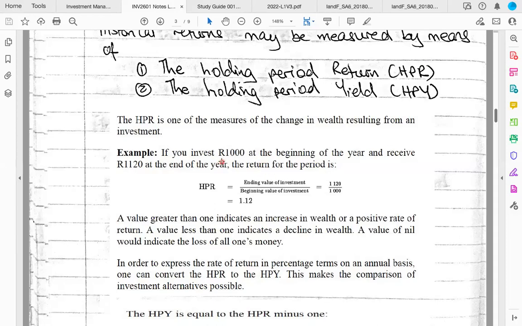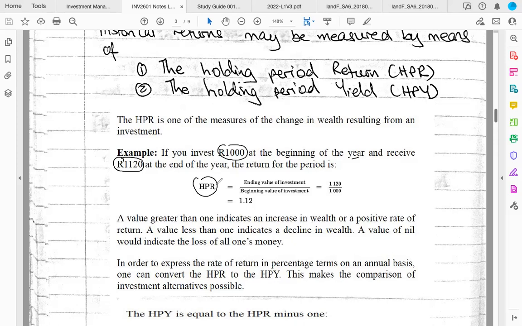So let's look at an example of how to calculate the holding period yield. Let's assume that you invested 1,000 Rand at the beginning of 2021, and then at the end of 2021, you received 1,120. And then let's assume that you want to calculate what your holding period return is.